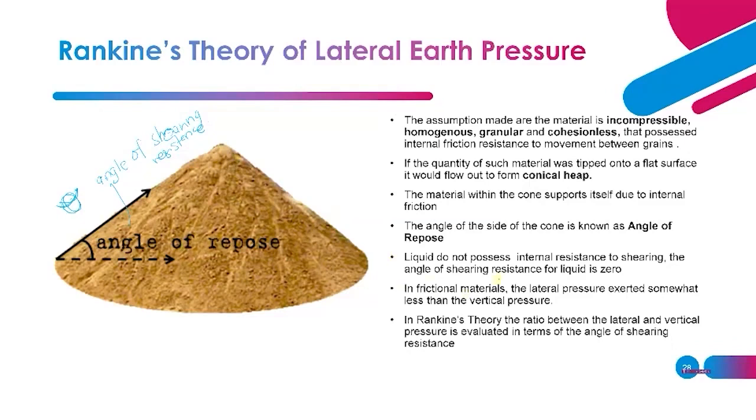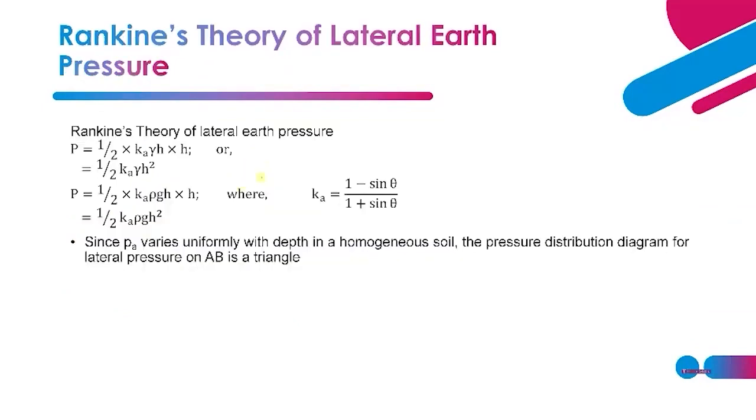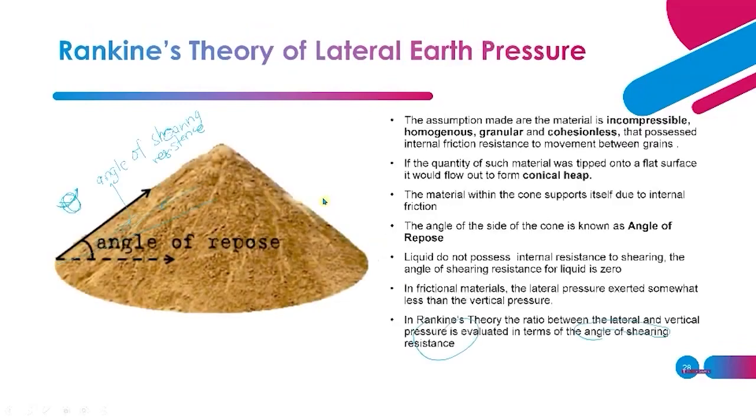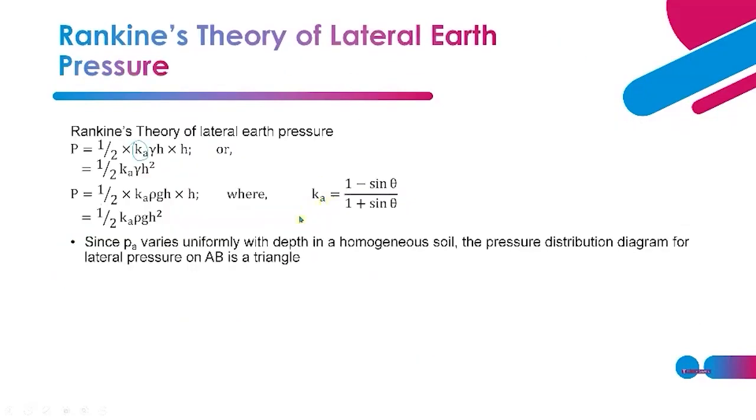In frictional materials, the lateral pressure exerted is somewhat less than the vertical pressure. In Rankine theory, the ratio between the lateral and vertical pressure is evaluated in terms of the angle of shearing resistance. So Rankine theory of lateral pressure, this one for granular material ataupun soil lah. P is equal to half Ka unit weight H times H. So kalau you notice, formula lebih kurang sama, cuma ada additional Ka kat sini. Ka dekat sini adalah Rankine theory. So what is Ka? Ka ni tadi, you nak calculate the friction tadi tu. Maksudnya resistance to shearing tadi.